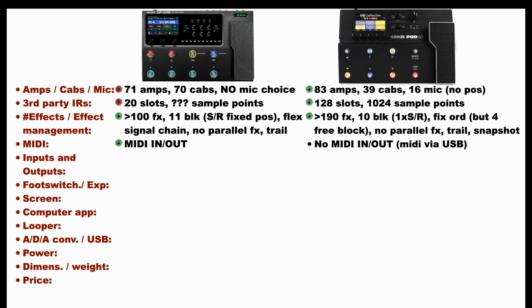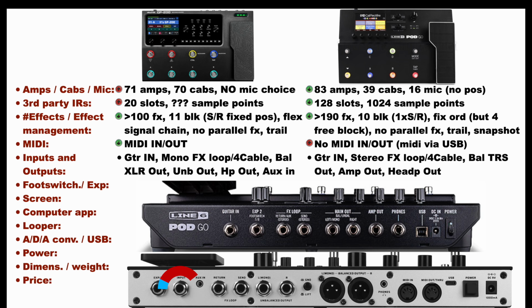physical MIDI connections. As regards inputs and outputs, the Valeton has a guitar input, a mono effect loop, balanced XLR stereo output and unbalanced outputs, a headphone out and an aux in. In the PodGo we have a guitar input, a stereo effect loop via TRS jacks, balanced TRS outputs, an amp out and a headphone out.